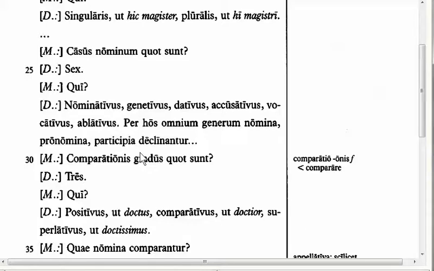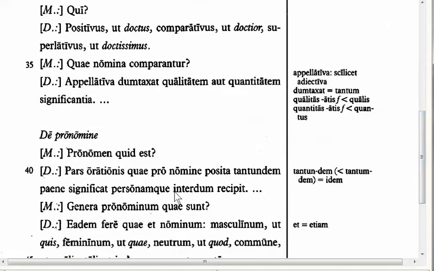And in line 42, we have genera pronominum quae sunt. So what are the genders of pronouns? Genera comes from genus, which means a kind or a sort. So what are the kinds of pronouns in the context of a pronoun or a noun? It's gender. And when we look at verbs, genera means the voice.